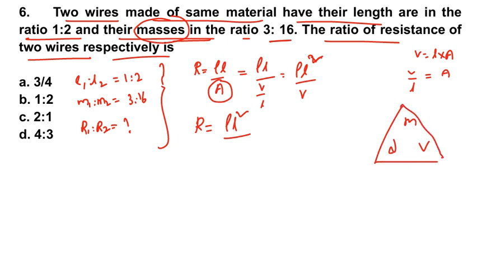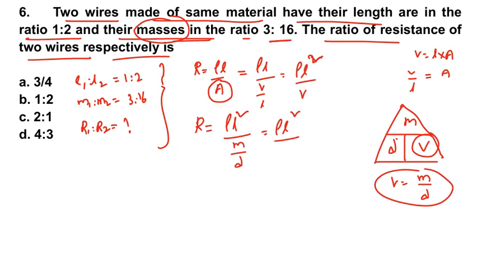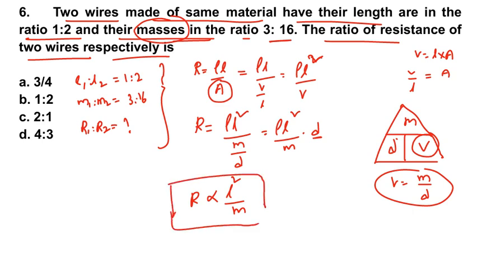Mass equals density into volume, and density equals mass by volume. In terms of volume we need, volume equals mass by density. Substitute here: volume equals mass by density, so you get rho L square by mass into density. So the relation is R is proportional to L square by mass, where density is constant. So R is proportional to L square by M.